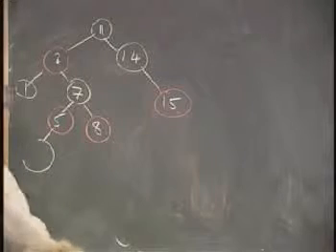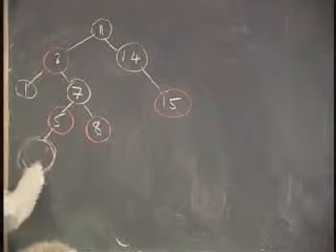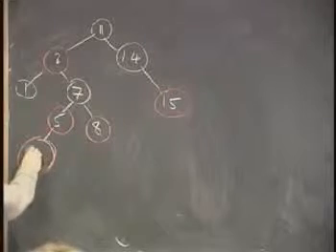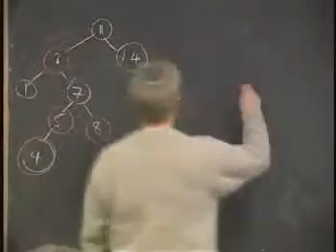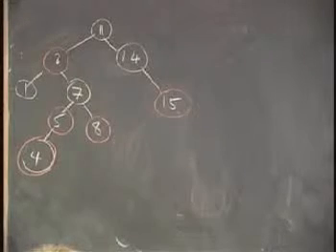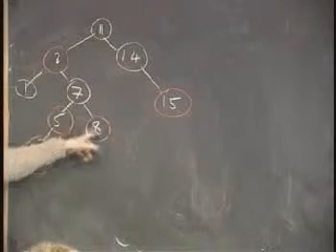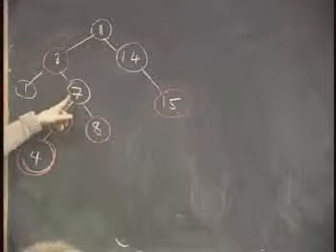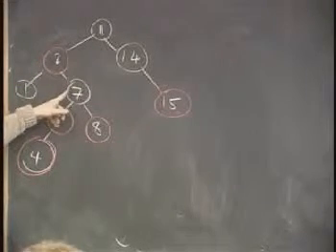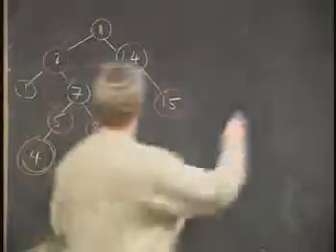It's red. 4. I'm going to redraw this because I think it's the easiest way to see it. The uncle here is red. This is the easy case. And we said in the easy case, we make these two black, and we make this one red, thereby moving up our clash to 2 and 7. So I'm going to redraw this tree with that in mind.